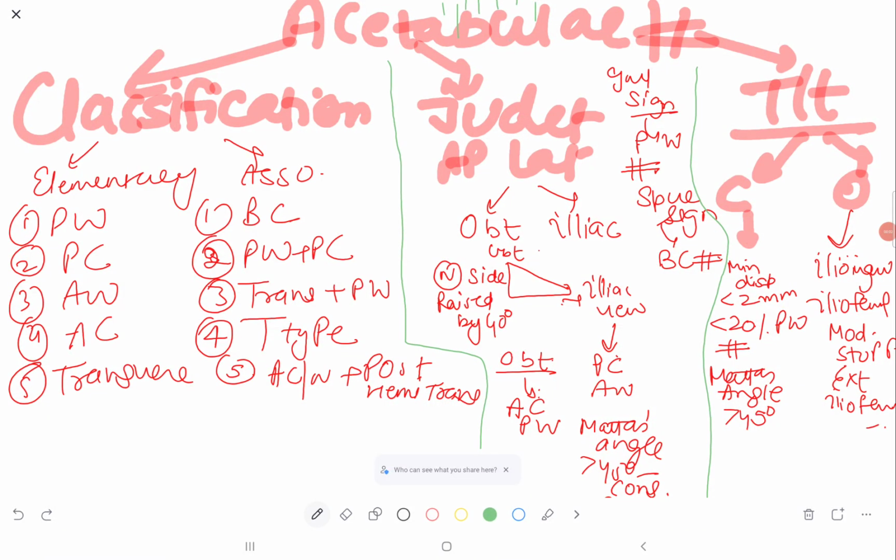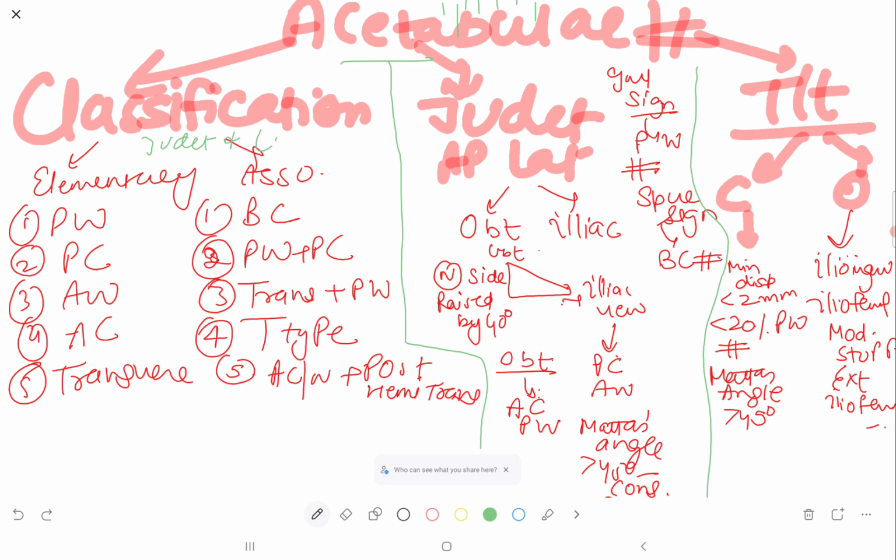So today we will do the acetabular fractures. In the acetabular fractures, firstly, as in the other fractures, we did classification and treatment. They are two important things for the examination purpose. For the classification, here is the Judet and Letournel classification.